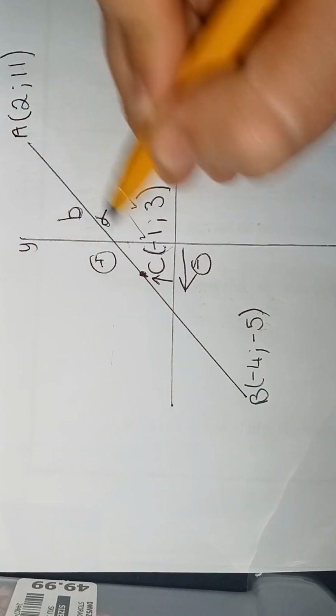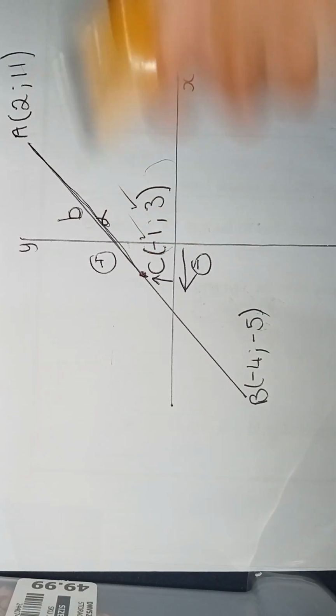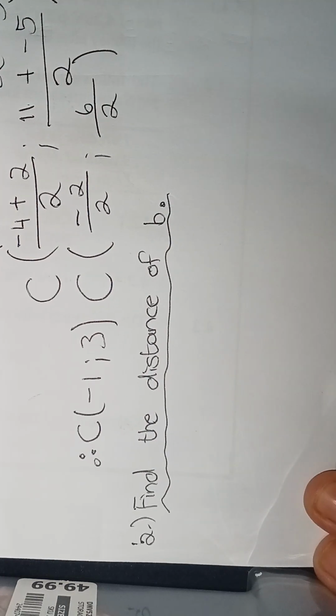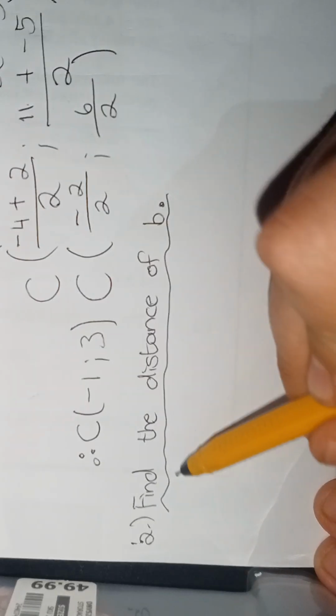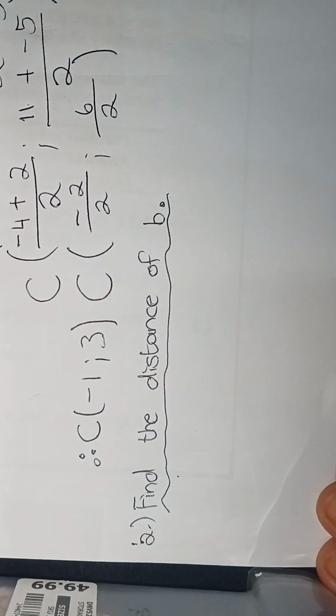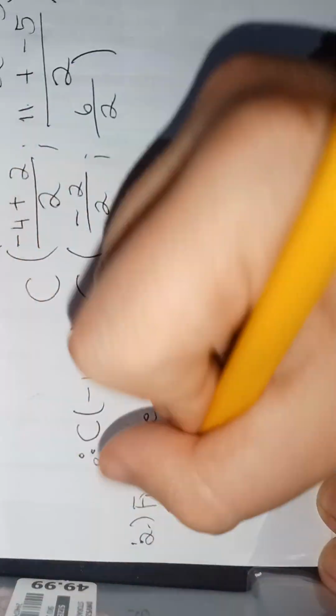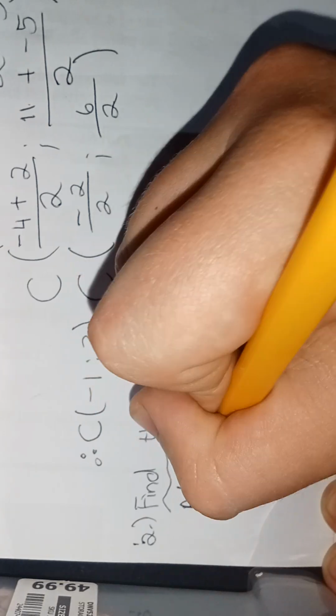Now they want us to calculate, or find, the distance of B, that distance there. So which formula are you going to use? The distance formula. First, what's the trick? Write down the coordinates that you have. Now, you have A, B, and C's coordinates, so it doesn't make a difference which coordinates you use. Let's use A and C's. A was (2, 11), and C we calculated was (-1, 3).